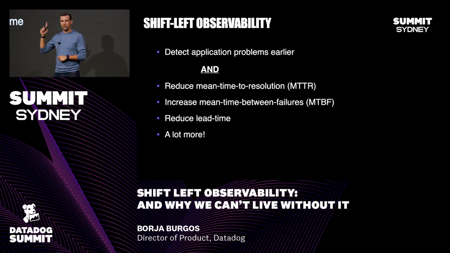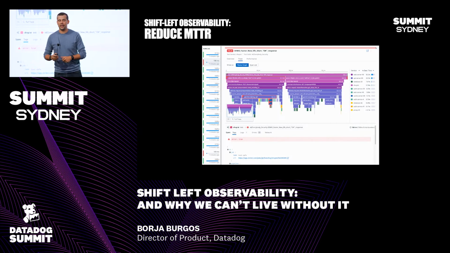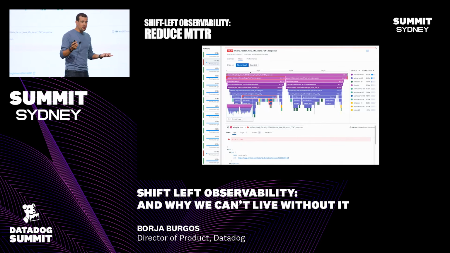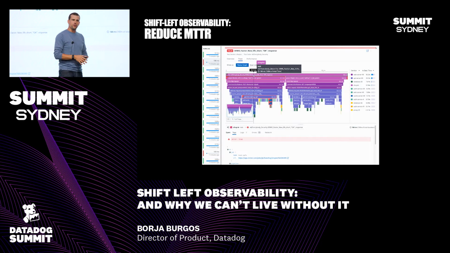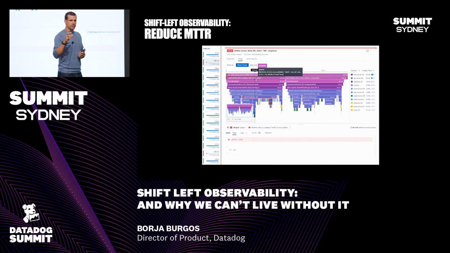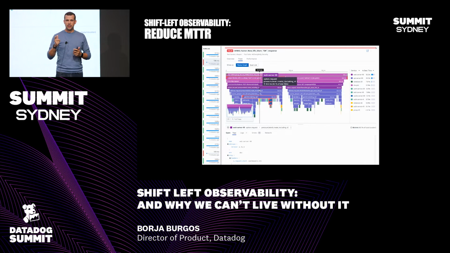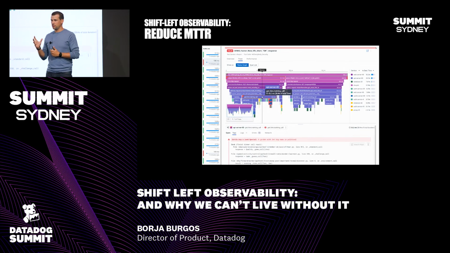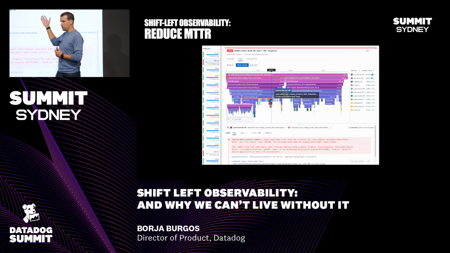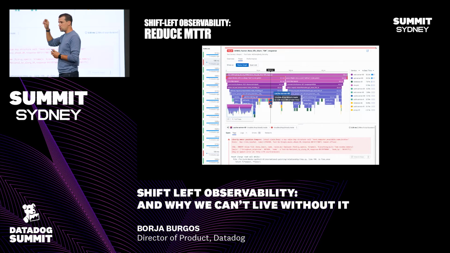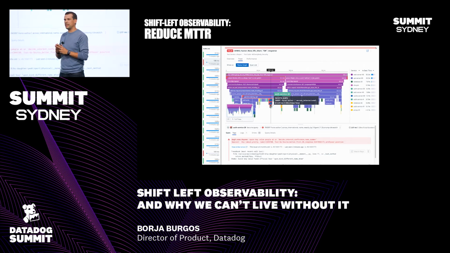So the first one, reduce mean time to resolution. Say that you have a complex integration test. You have a test that sends a request to some backend service to make sure that the integration is working as expected. With the principles behind shift-left observability, what if we apply distributed tracing and APM-like best practices to our testing? So what you're seeing here on the screen, the top span actually represents an integration test.